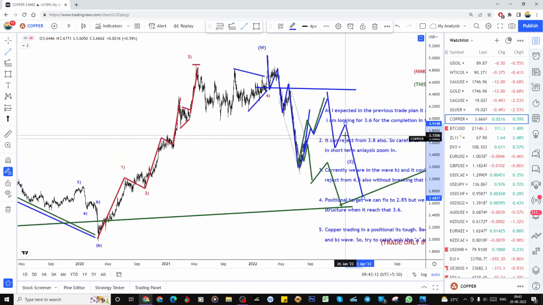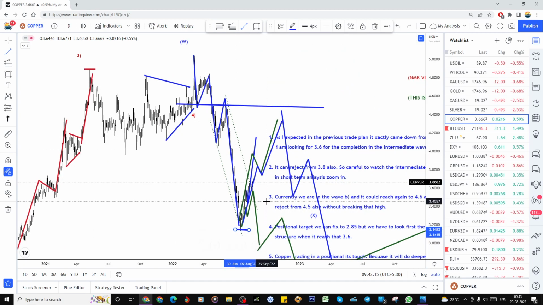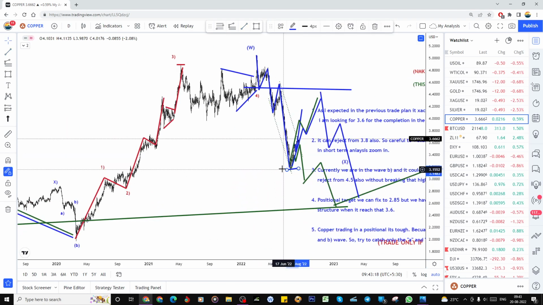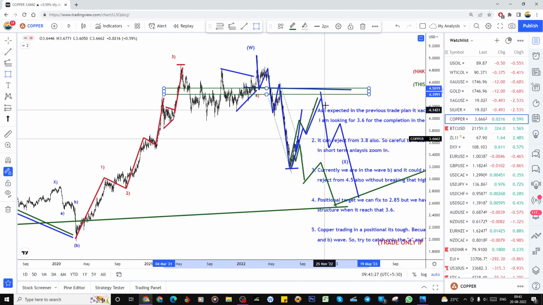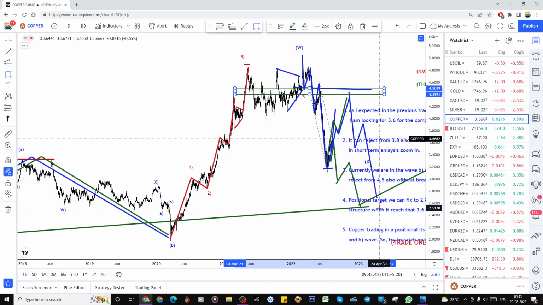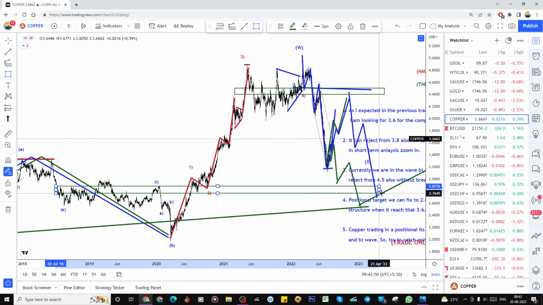So if it breaks this low, it's still bearish. But if it doesn't break this and keeps growing here, and if it reaches this zone, what I'm expecting is the WX, this could be the connecting wave. Again one more three-wave structure below, because Australian dollar and New Zealand dollar, I'm looking for them to break that 0.54 and 0.5 in the New Zealand. Then copper will suffer a lot in the bearish, and this is the target I'm looking for, this zone. This is the zone I'm looking for.